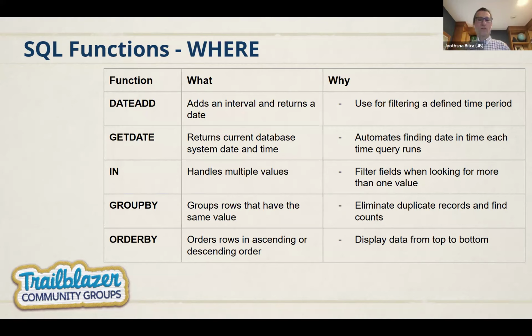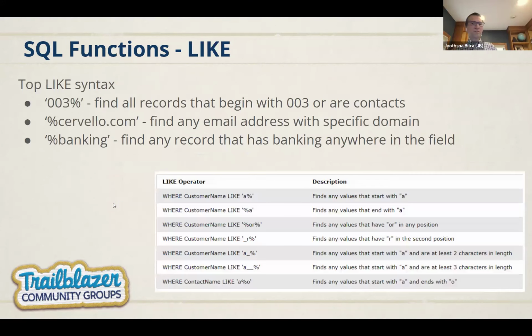The group by function, we'll be walking through this today. This groups rows that have the same value, which helps with deduping or summarizing records. And then order by orders those rows in ascending or descending order. Typically these are your core set of functions that you're going to be using in SQL queries. Probably these three are the big ones, group by depending on the functionality you're looking for. And then one more that's commonly used is the like statement.